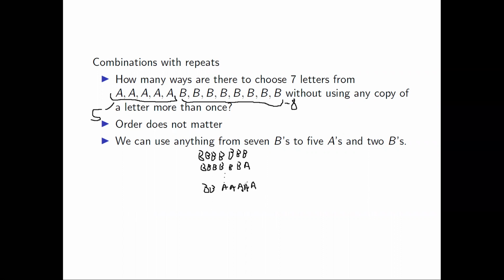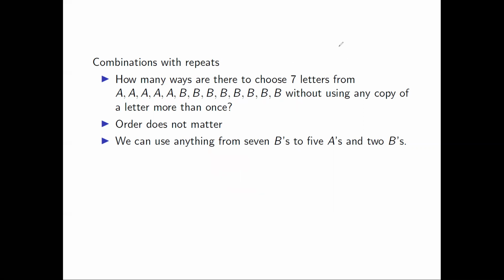So the number of A's can go from 0 to 5. The number of B's can go from 7 to 2. So 7, 6, 5, 4, 3, 2. We can look at how many numbers we just said, or 0, 1, 2, 3, 4, 5. How many numbers did I just say there? Either way, the number of numbers that I say is 6. So that's the number of ways to choose 7 letters from this set with 5 A's and 8 B's if we only use each copy at most once.